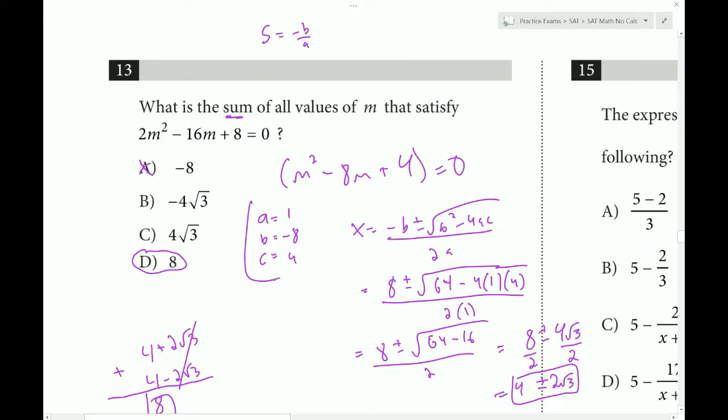So once we got our a, b, and c, we can just put negative b, so negative of negative 8 is 8, over a, which is 1. So the sum is just going to be 8. So using that, we would have gotten it right away once we had our a, b, and c.